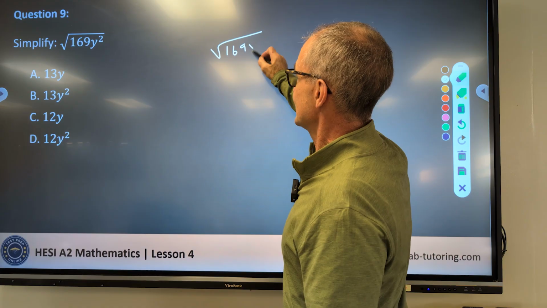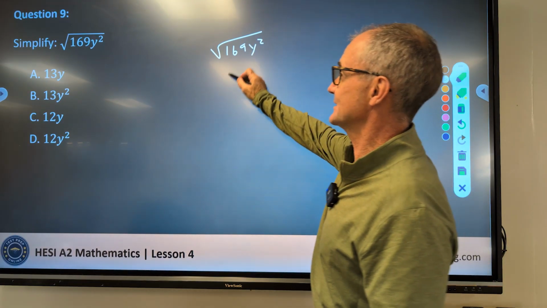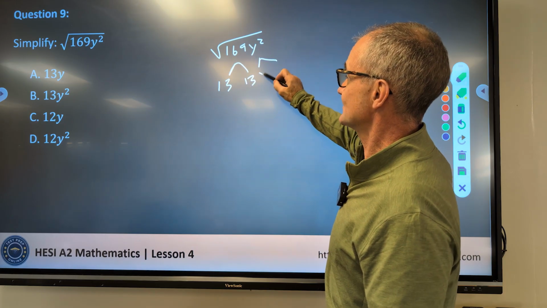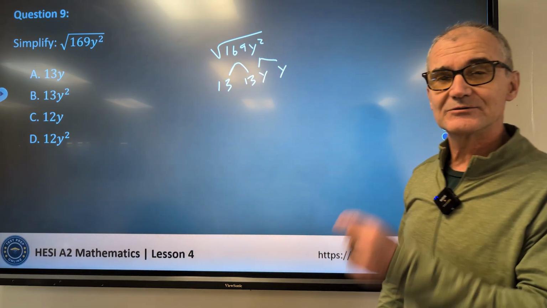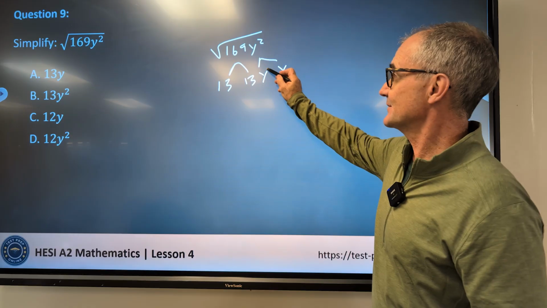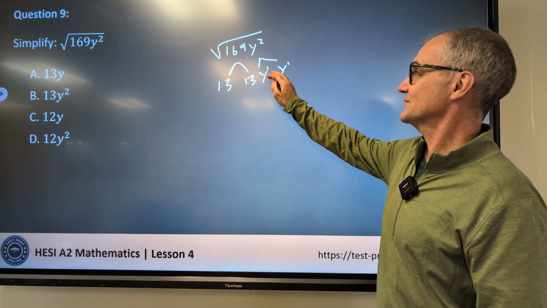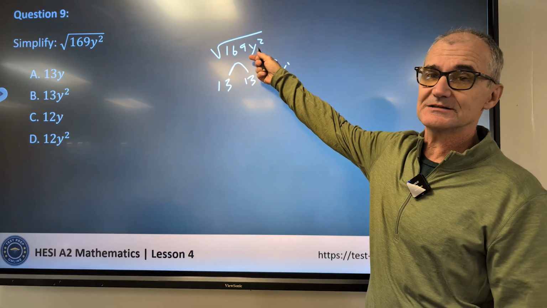169y squared. 169 is made up of a 13 and a 13. That's a pair. Y squared is y times y. Remember I was talking about if you have the same bases, you add them together. So y to the first times y to the first gives me that y to the second.